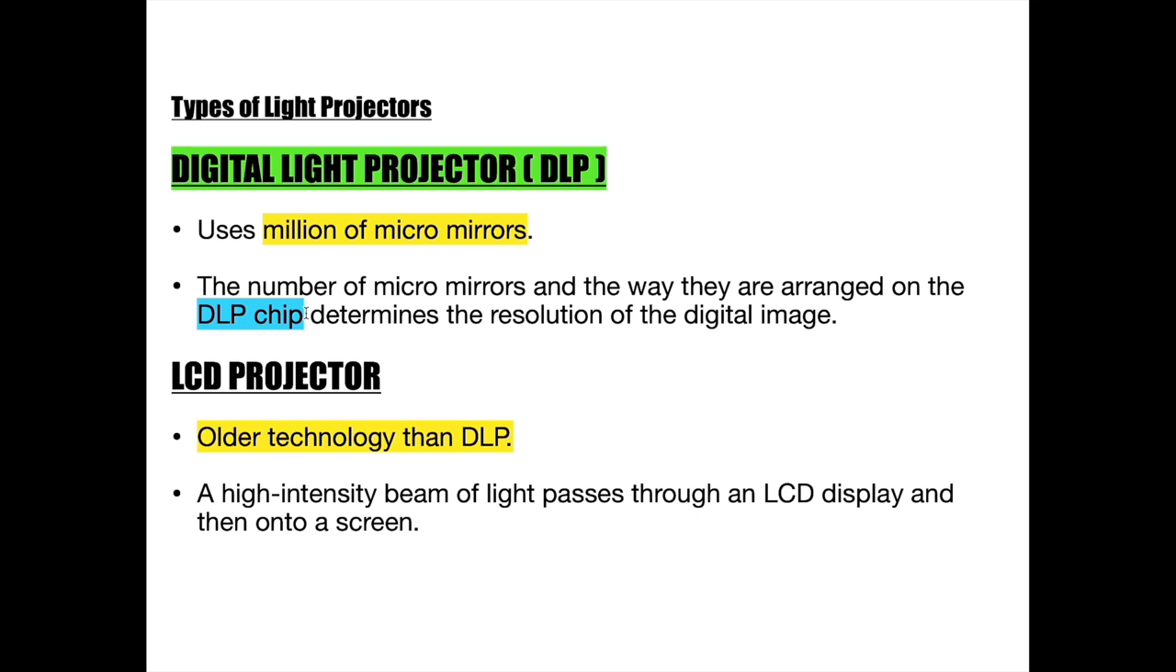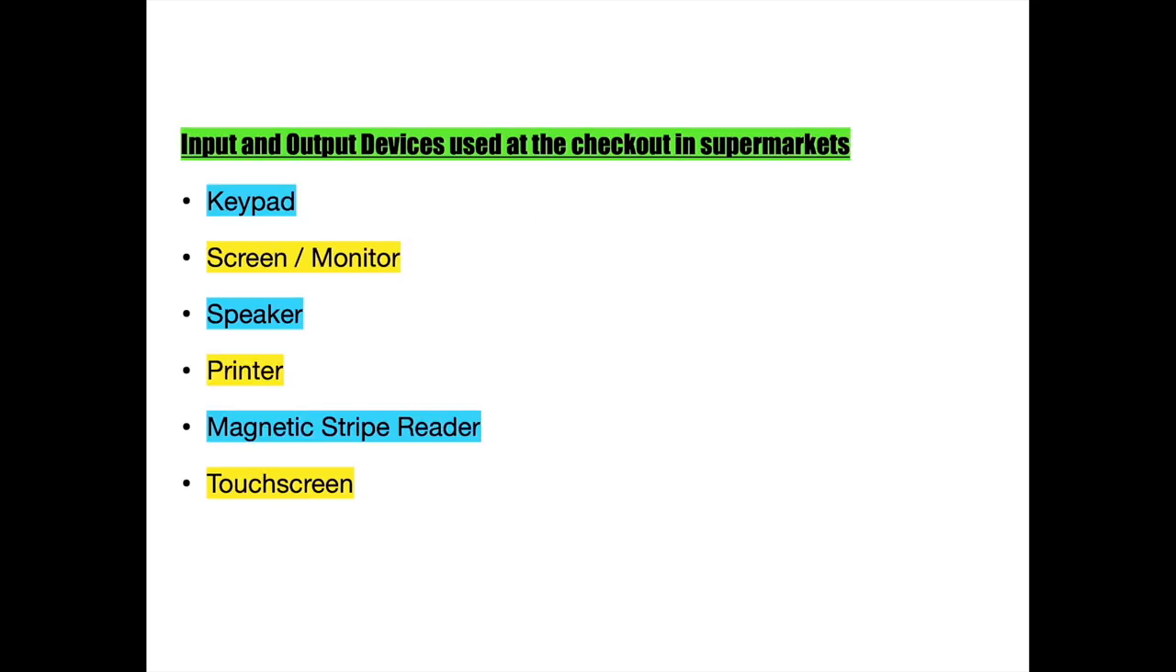The next type of light projector is the LCD projector. The LCD projector is older than the DLP projector. A high-intensity beam of light passes through an LCD display and then onto a screen. Well, this is a general idea about this type of light projector. The most important thing about these types of devices, which are output devices and also input devices, is that they are used in supermarket checkouts. The most common devices used in checkouts are keyboards, monitors, speakers, printers, magnetic stripe readers, and touchscreens.